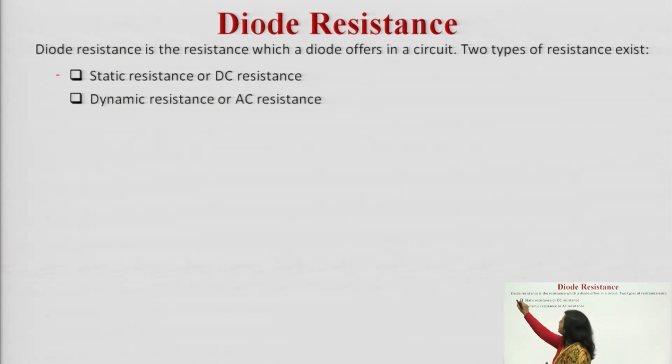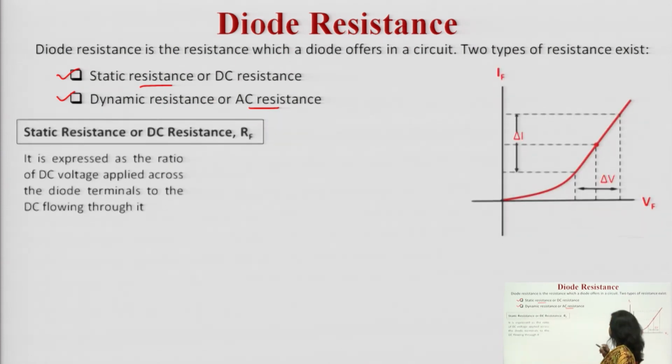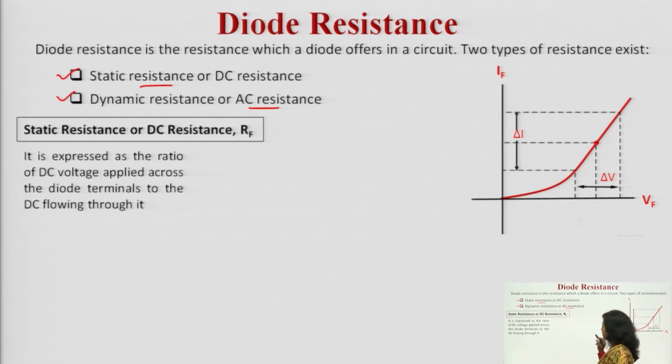There are two terms, one is the static resistance. Static resistance is also known as DC resistance. Second is the dynamic resistance. Dynamic resistance is also known as AC resistance. Static or DC resistance, dynamic or AC resistance. What is static resistance? Static resistance is expressed as the ratio of DC voltage to the DC current at any particular point. You can see in this diagram, a curve is plotted. On the x axis voltage is taken, on the y axis current is taken.